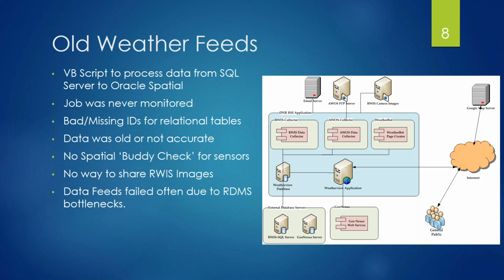Another thing we wanted to do, again, this goes with the geospatial department for the Iowa DOT, is that we wanted as much data open as possible, and we wanted a way to share the RWIS images. And before, there was no way to share the RWIS images. And then the data feeds failed often due to relational database bottlenecks. So we were going from the sensors out in the field to SQL Server to Oracle, and then to create a view in Oracle, and then to our GIS Oracle, and then up to ArcGIS Online. There were just too many avenues that we took, so we wanted to really shorten that.